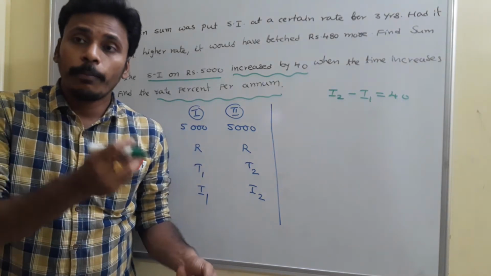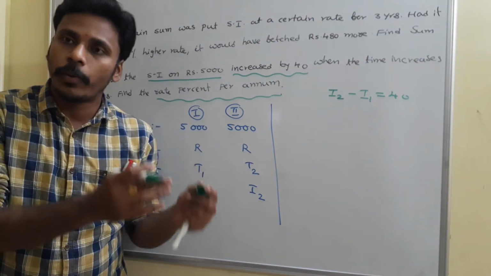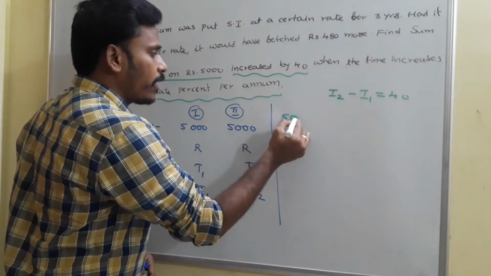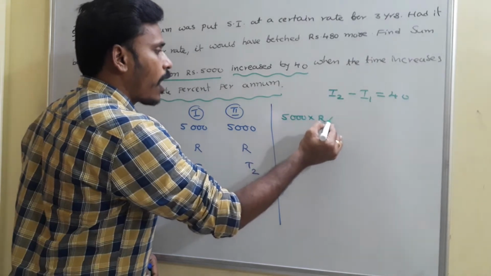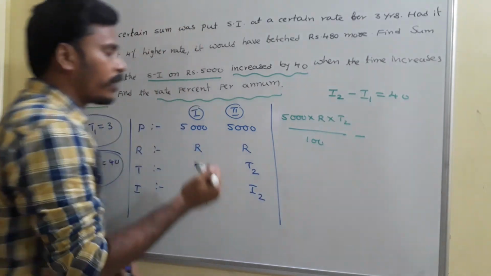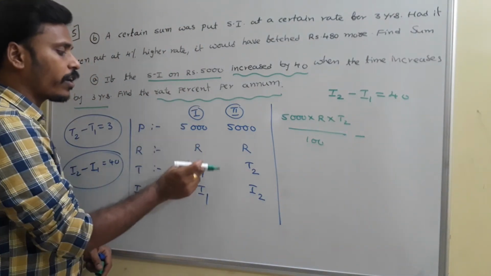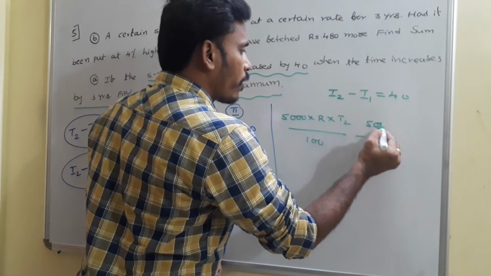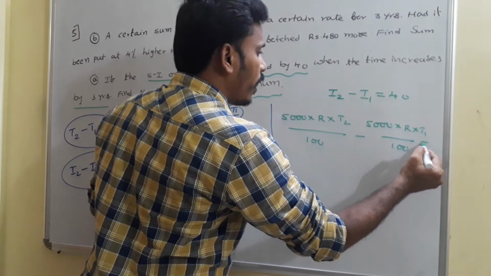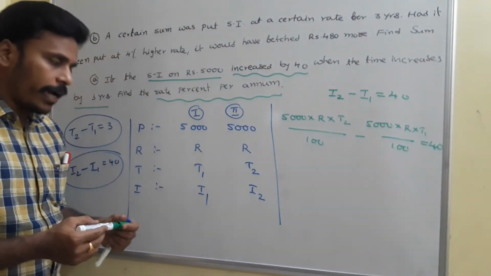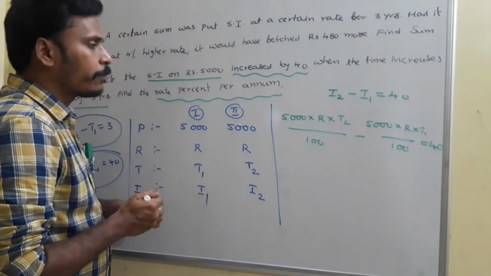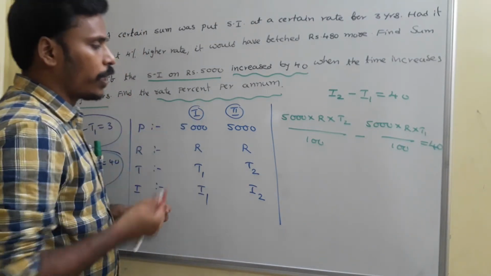The rule is principal into time into rate of interest divided by 100. Principal and rate of interest are the same, so it is 5,000 into R into T2 divided by 100. Minus, in the first case the interest is principal into rate of interest into time by 100, so 5,000 into R into T1 by 100, and that simplifies to 40. Now our task is to find the rate of interest. If you look there, I can easily cancel those zeros first.